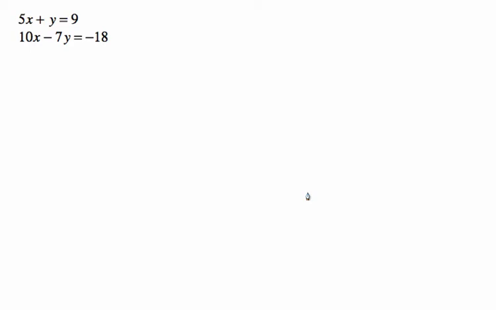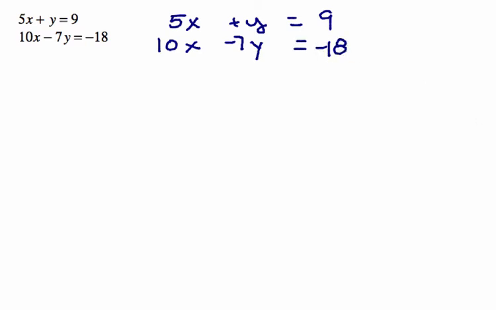Let's take a look at a third example here. We're actually going to combine what we did in the last two examples to solve this one. We have 5x corresponding to 10x, and we have positive y corresponding to negative 7y. And that's equal to 9 in the first equation and equal to minus 18 in the second equation. So we want either the x terms or the y terms to have opposite coefficients. For example, in the y terms here, we would want positive 7y and negative 7y.